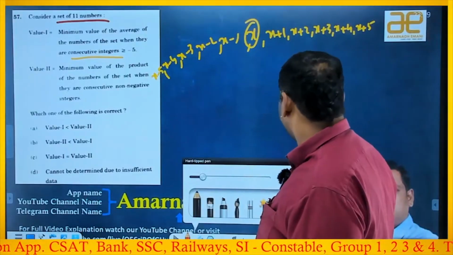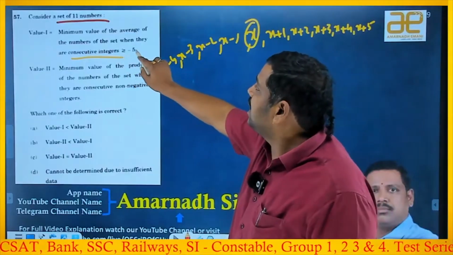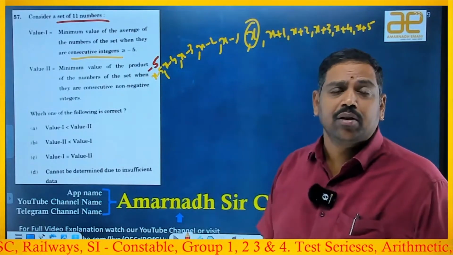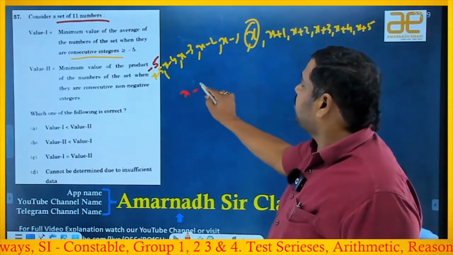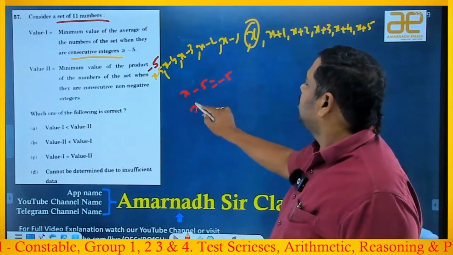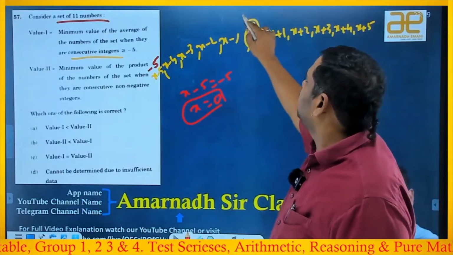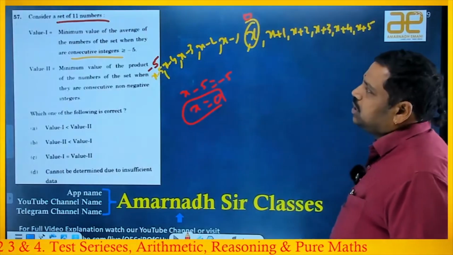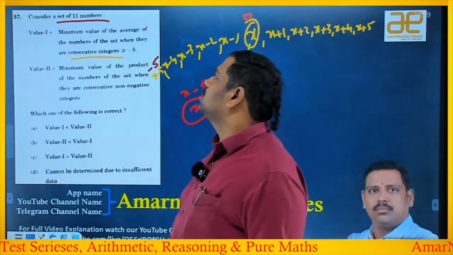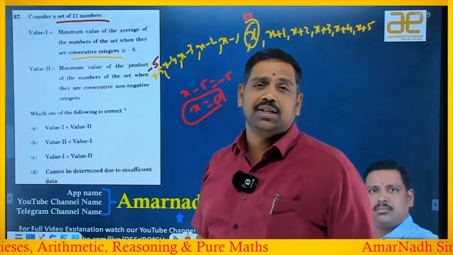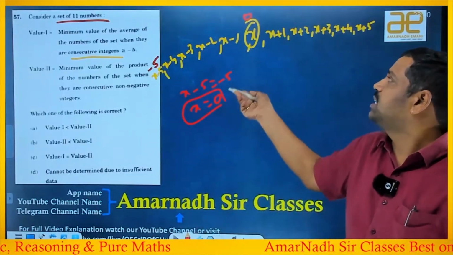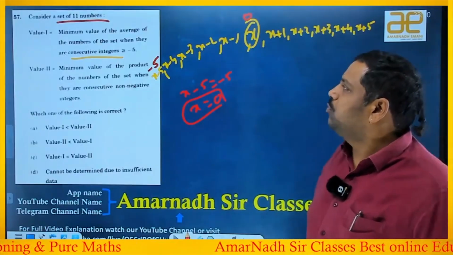And the minimum value is, okay, integers greater than or equal to -5. Greater than or equal to -5 means -5 is also a possibility. So if x minus 5 is equal to -5, then x will be how much? 0. Okay, what is the average here? 0. Minimum value of the average of the numbers of the set when they are consecutive integers, each one greater than or equal to -5. So this is -5. Okay, x value is 0. Fine. So value 1 is how much here?